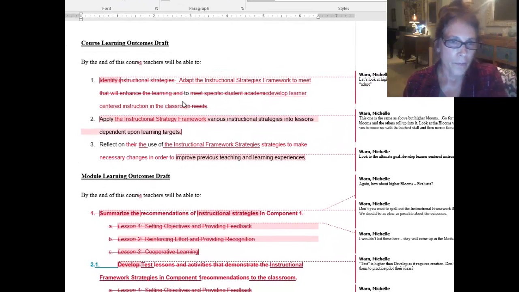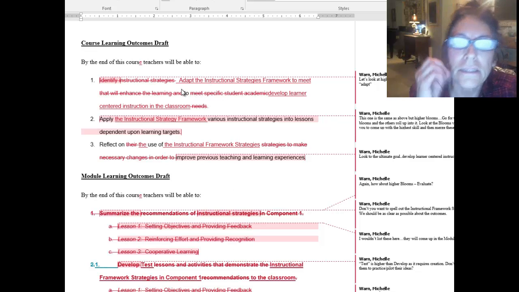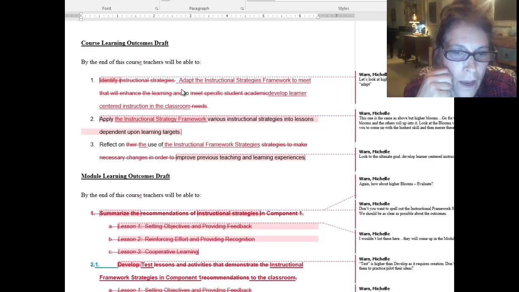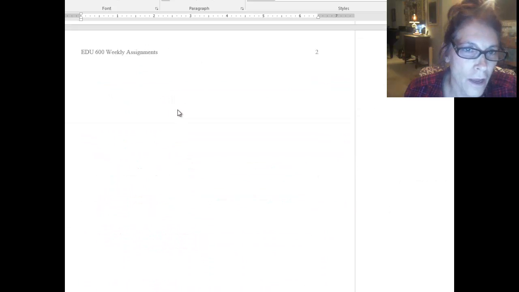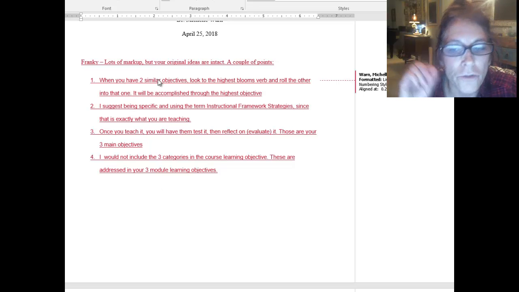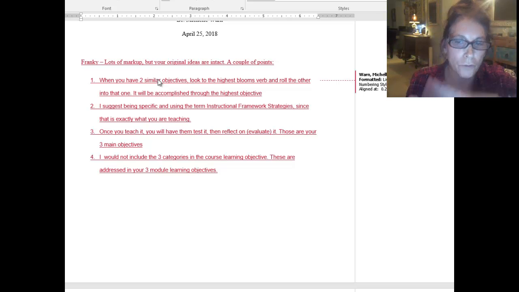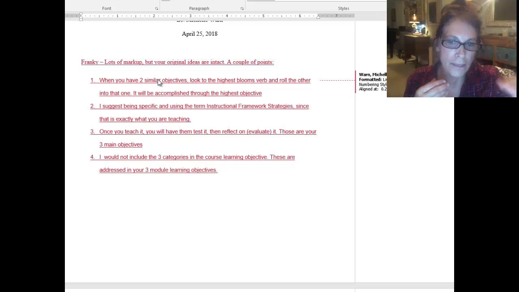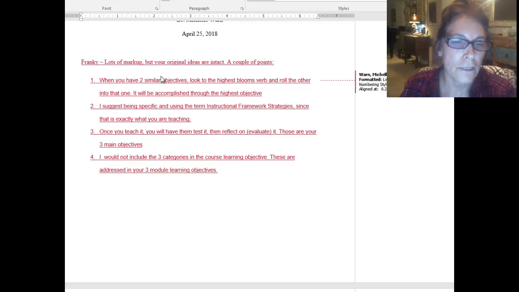So a lot of markup, and I don't want you to freak out by all the red, because basically it's your same objectives or outcomes, but tweaked a little bit. Some of the concepts I have outlined here on the front page. For example, when you have two similar learning objectives, you want to just roll them up into the highest Bloom's, because by accomplishing the highest Bloom's verb, you will have accomplished the lower one. So I wanted to give you that important point about learning objectives.